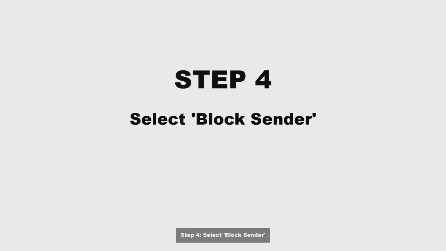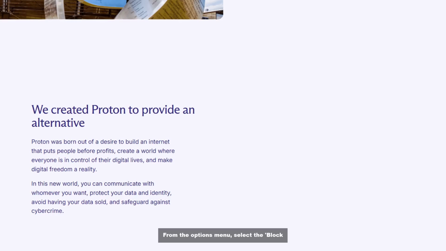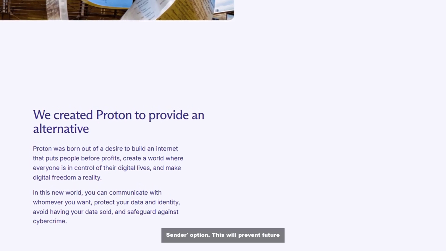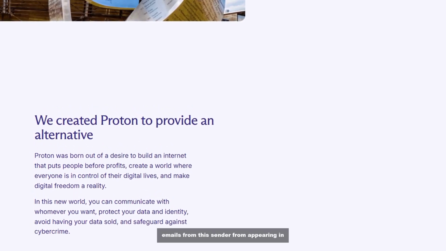Step 4. Select Block Sender. From the Options menu, select the Block Sender option. This will prevent future emails from this sender from appearing in your inbox.